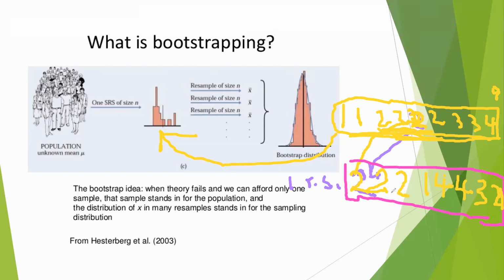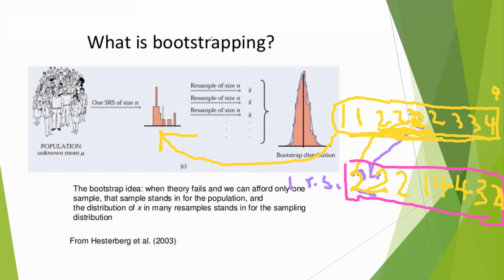You're going to see it's different from the original sample, but it's somehow very similar to the distribution of your original sample, because you just sampled the values from your original sample. Does that make sense?